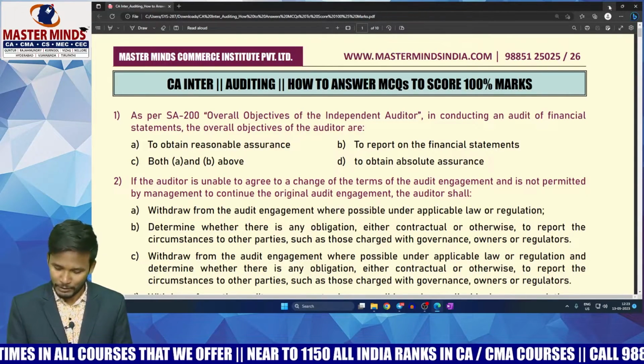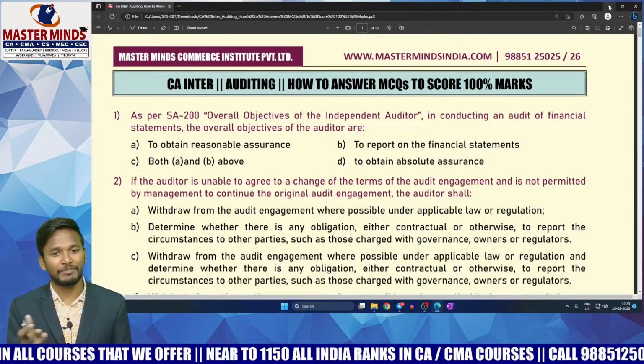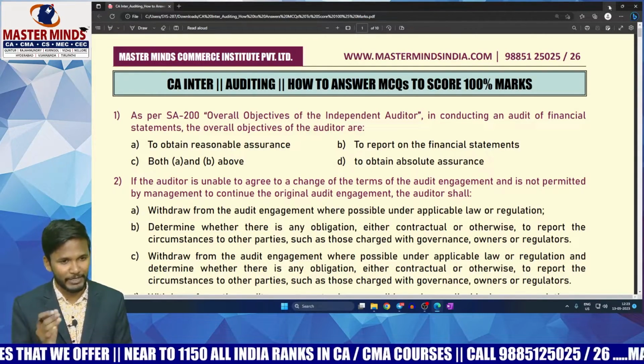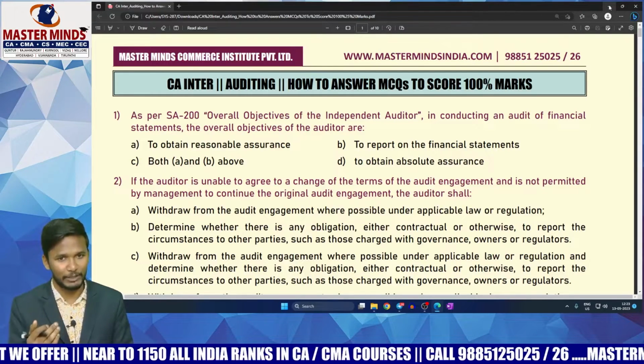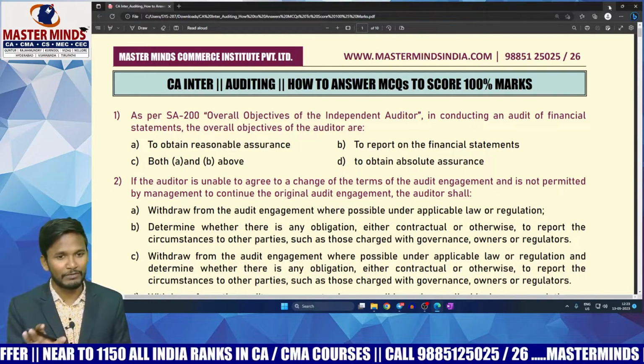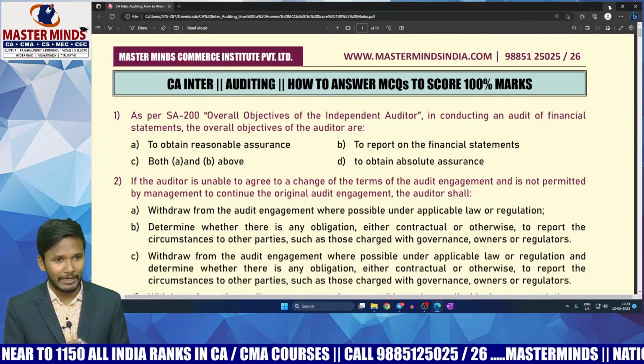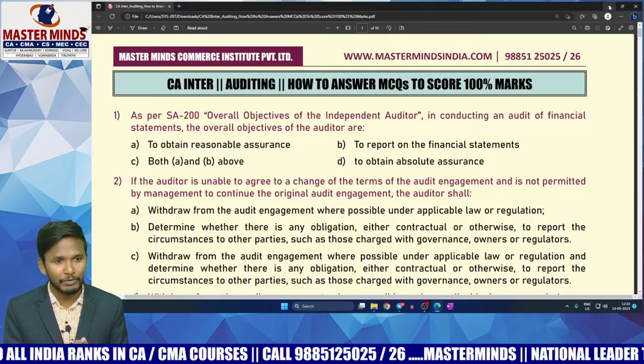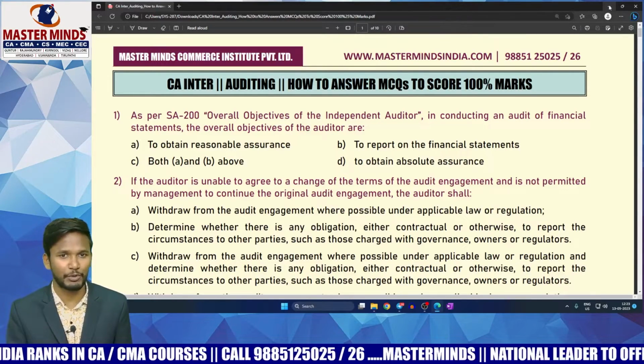So for that reason, I have taken multiple types of MCQs. It may be a direct MCQ, which is from the standards, or it may be from the Companies Act, or it may be a case scenario based question. Overall we have some questions to be discussed here. At the end of this discussion, you will come to an overall conclusion of how you are supposed to analyze an MCQ in the exam.